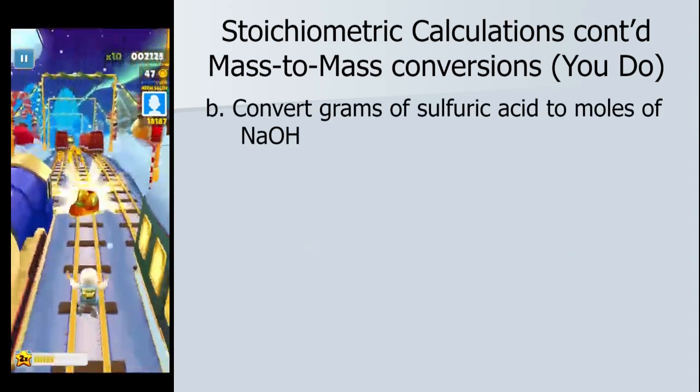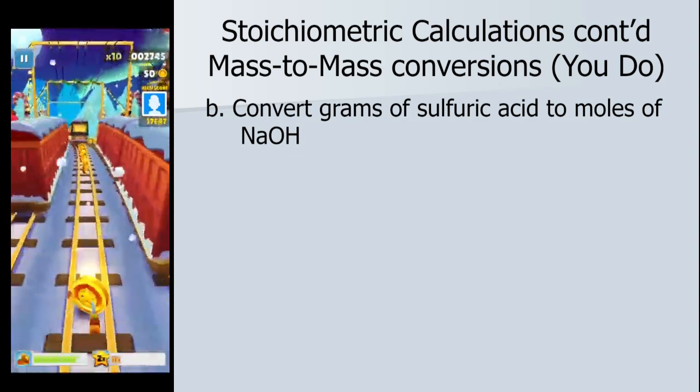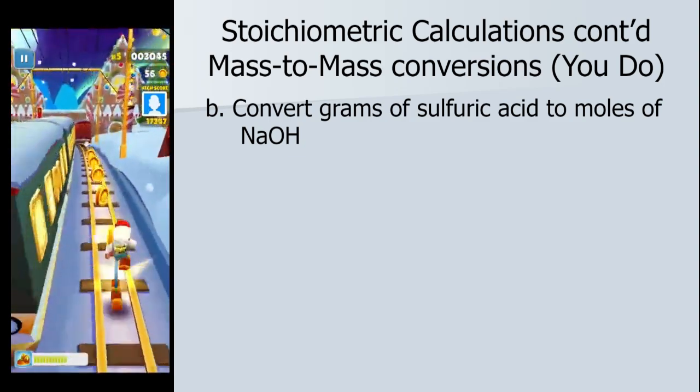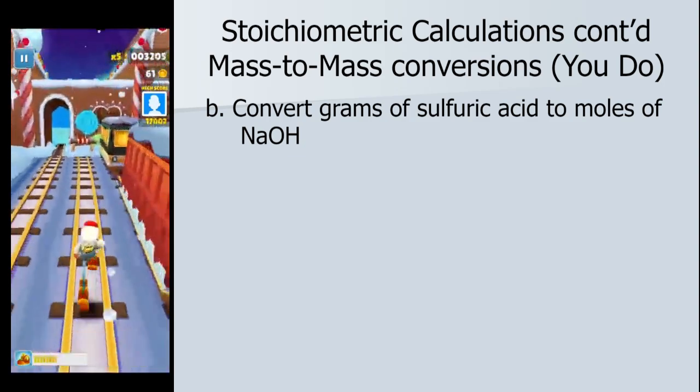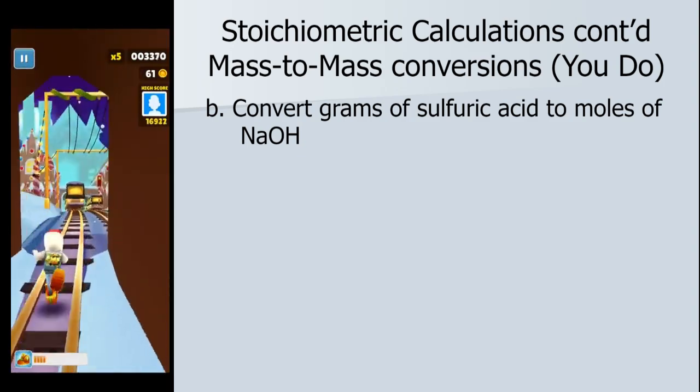Our second step will be to convert grams of sulfuric acid to moles of NaOH. This is where the stoichiometry will come into play. Please take a second to pause and continue.